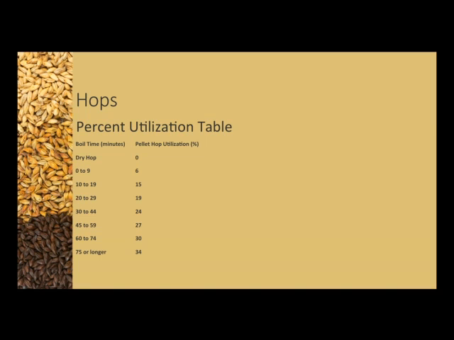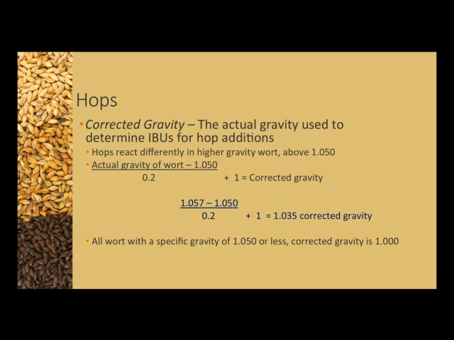Here is an example of a percent utilization table based on when hops are added to the kettle or after fermentation. Corrected gravity is a bit more complicated. Since hops react differently in higher gravity wort, any wort with a specific gravity above 1.050 must be corrected.